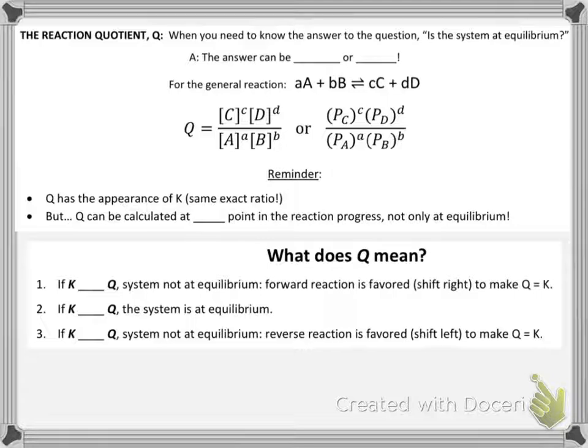And the answer could be yes, and it could be no. We can compare the value of Q to the value of K to see where we currently are and where we are trying to go. And that allows us to predict which direction the reaction will have to shift to reach equilibrium. Remember the trick: if you write it in alpha order, then the inequality sign can become an arrow pointing the direction the reaction will shift.